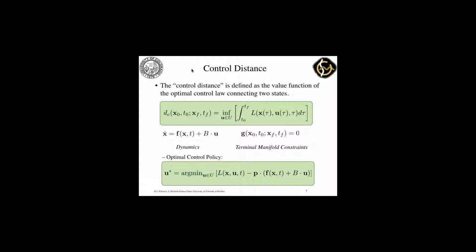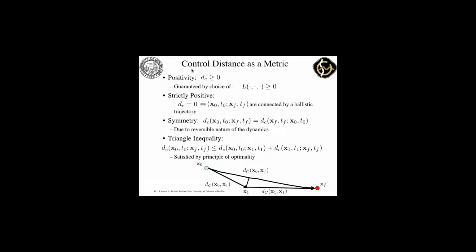And we actually have, from the Pontryagin minimum principle, a control policy that we can state for this particular problem. And if we solve a two-point boundary value problem, which is challenging in its own right, but can be done, then we can actually compute the control distance between two arbitrary states.